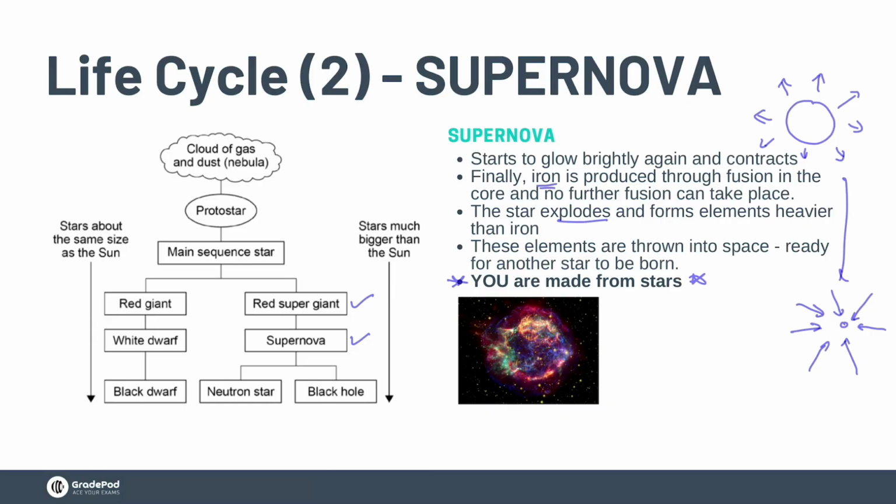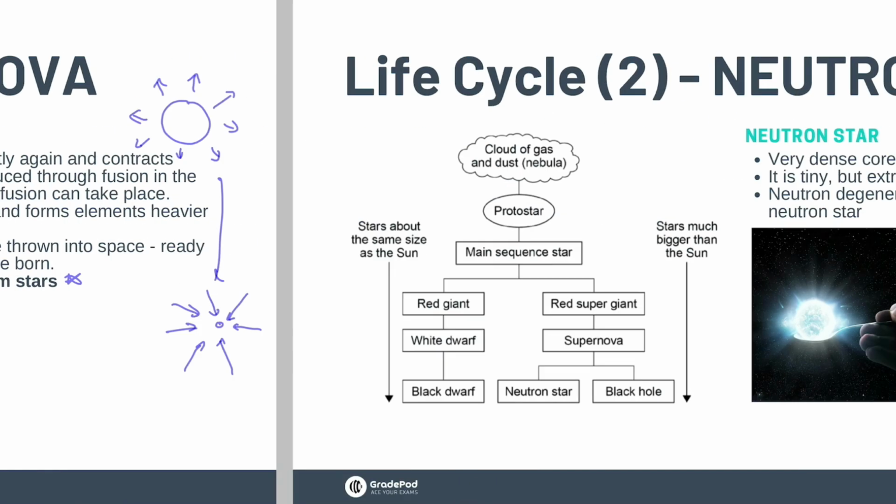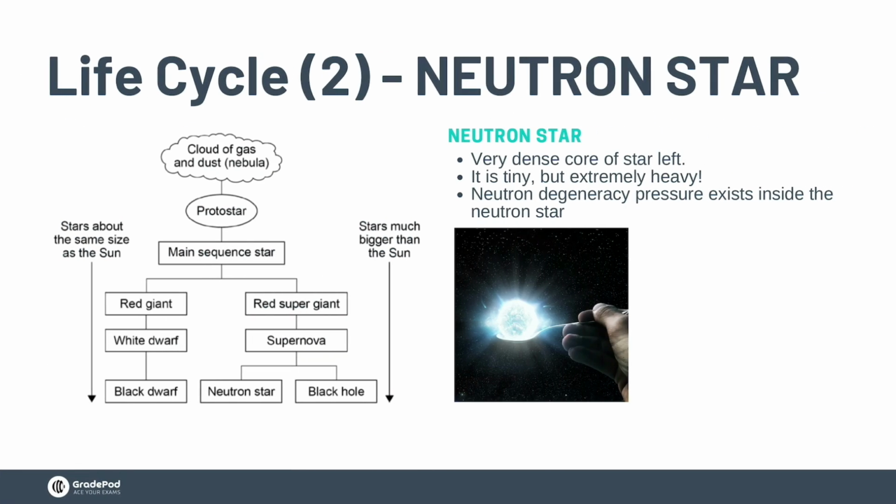Well, there's two paths here. It can either become a neutron star or a black hole. Let's have a look. A neutron star is a very, very, very dense core of star. It's tiny, but extremely heavy. To give you some idea, if you were to hold a teaspoon of neutron star, I think the statistics are it would weigh the same as the sun, or it would weigh the same as the Earth, or something ridiculous. But it's the most dense material, apart from a black hole, known in the universe.